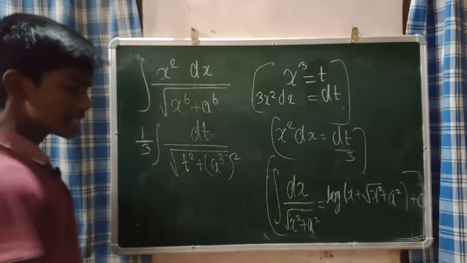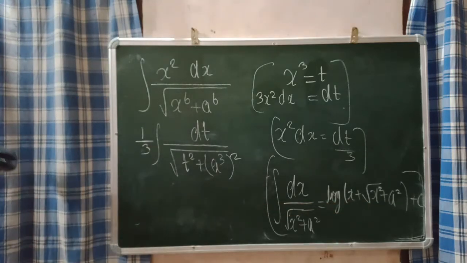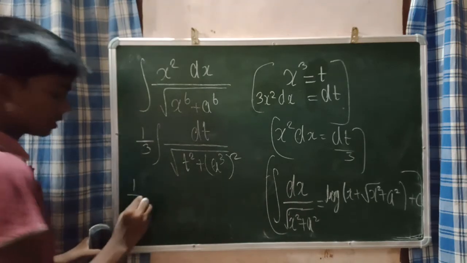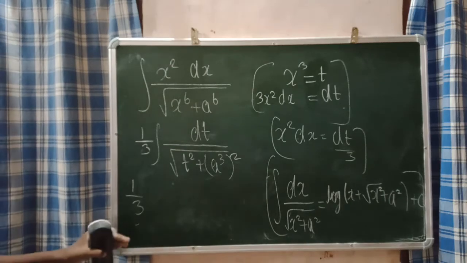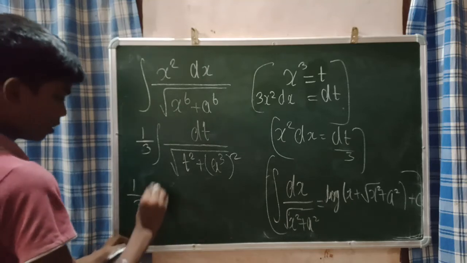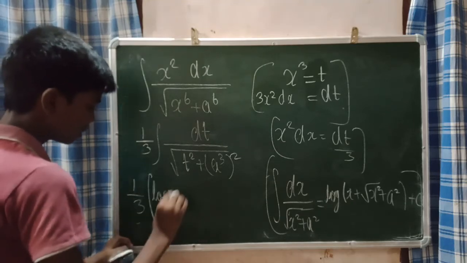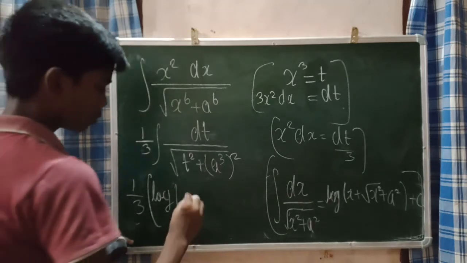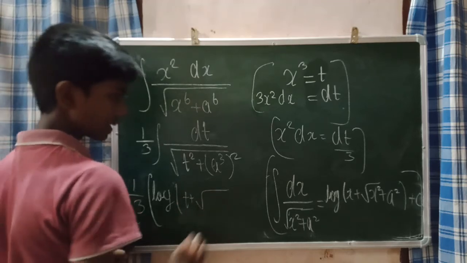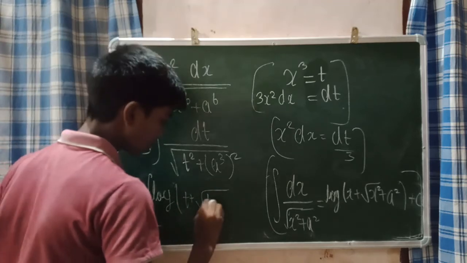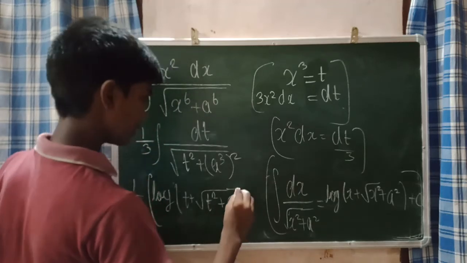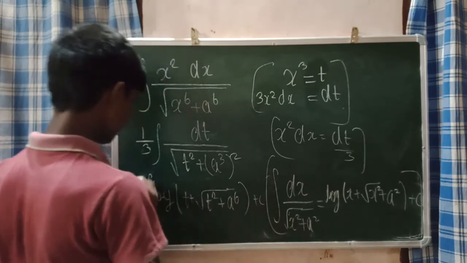So, guys, that's the standard integration that you already know. Using this standard integration, I can write the same integral as 1/3 into integral of dt by root of t square plus a cube whole square. So this will be nothing but log of x plus root of x square plus a square, where x is t, and x square plus a square will be t square plus a cube square, and a cube square will be a power 6. Then plus some constant.